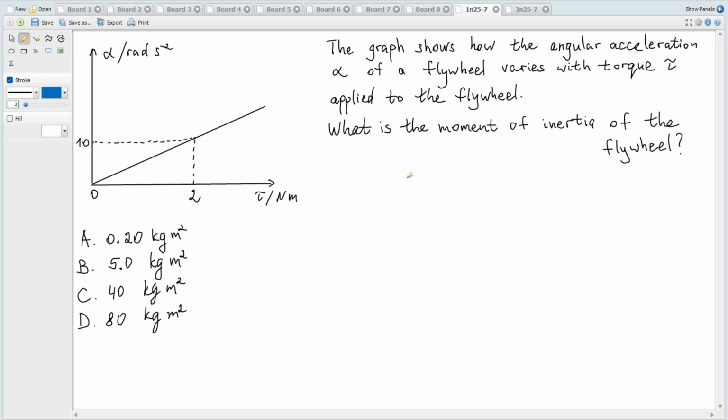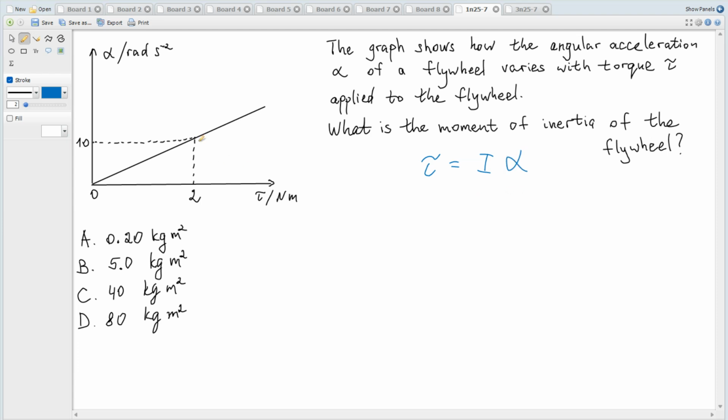The graph shows how the angular acceleration alpha of a flywheel varies with torque tau applied to the flywheel. What is the moment of inertia of the flywheel? We know that torque is equal to the moment of inertia multiplied by the angular acceleration.